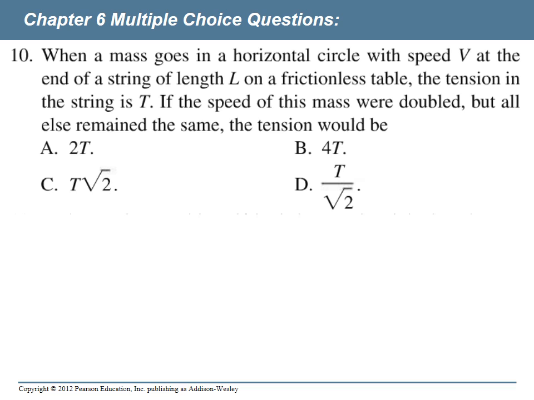Well, we know that tension would be mv squared over r, right? So if we keep everything constant and we double the speed, we have mass times now 2v squared over r, which is 4. 2 squared is 4, so we have 4 mv squared over r. So the tension actually becomes 4 times as much.